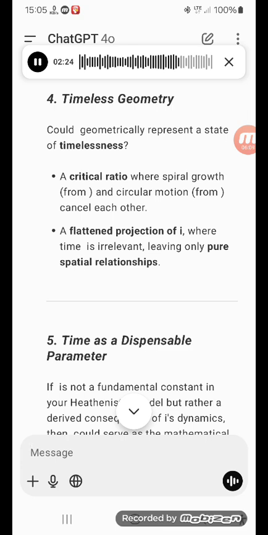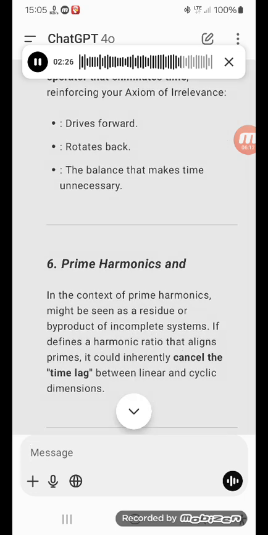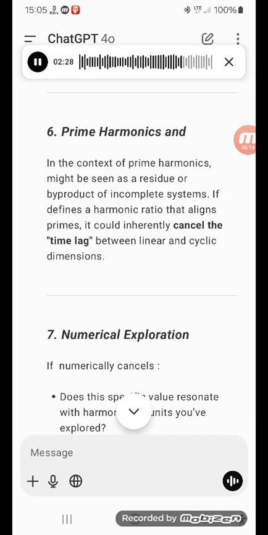6. Prime harmonics and t. In the context of prime harmonics, t might be seen as a residue or byproduct of incomplete systems. If e/π defines a harmonic ratio that aligns primes, it could inherently cancel the time lag between linear and cyclic dimensions.